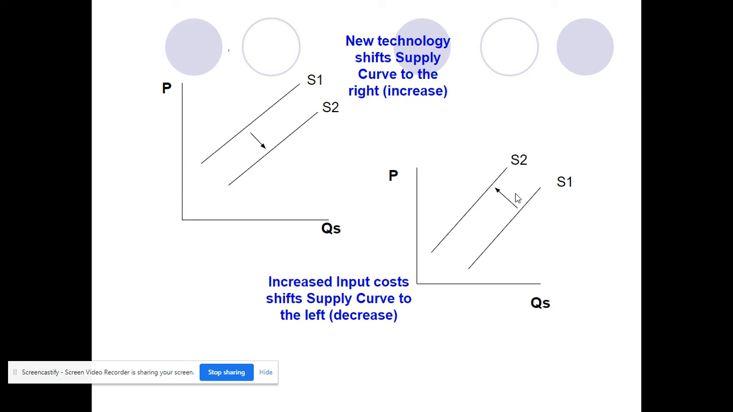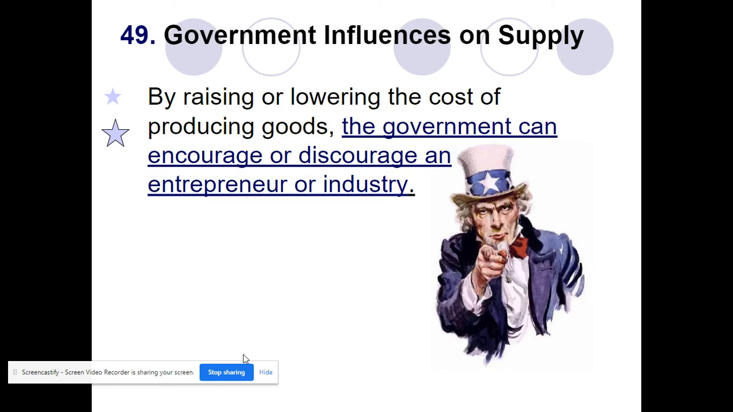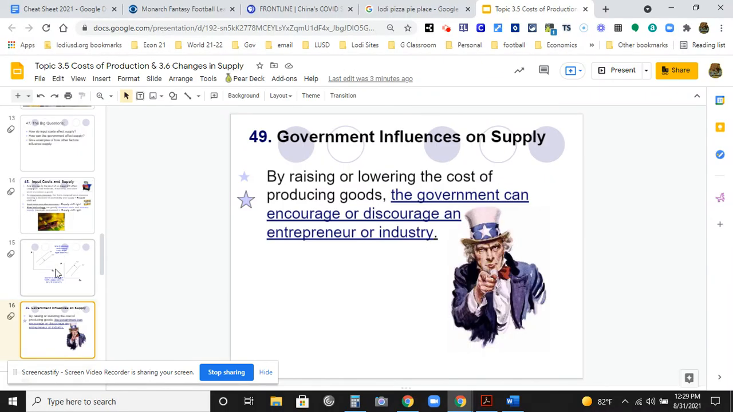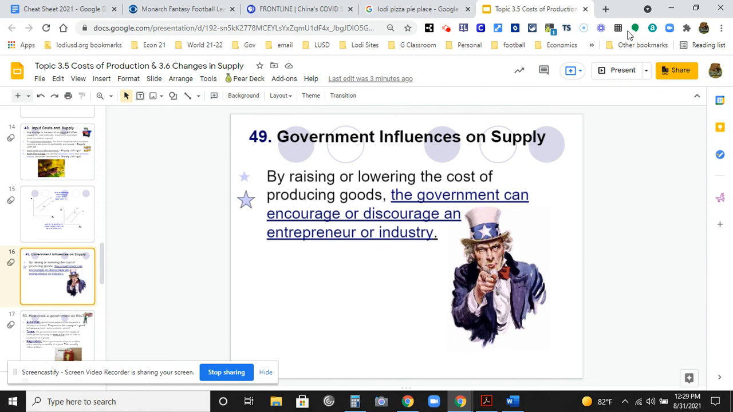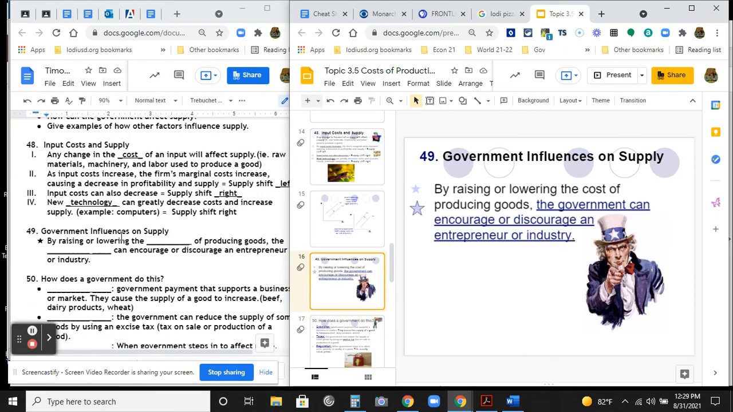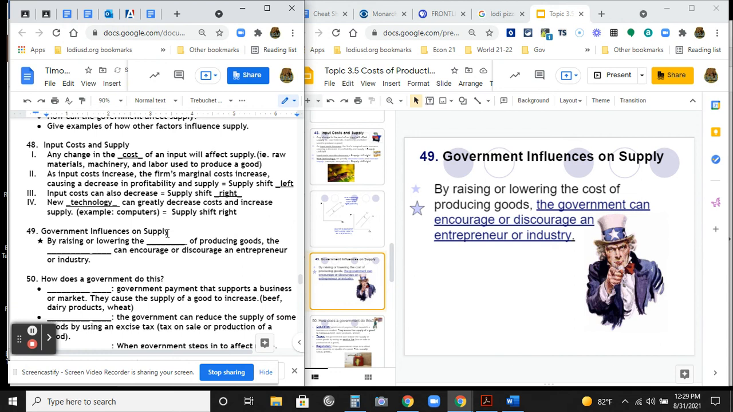If you get an increase in input costs, say you rely on oil or gasoline, then you get a supply curve shift to the left as you'll be willing to supply less at that given price. By raising or lowering the cost of producing goods, government can encourage or discourage an entrepreneur or industry. Generally, they're going to want to encourage because it maximizes the benefit to the whole economy. Growth, as we've said, is an essential element in any healthy economy.